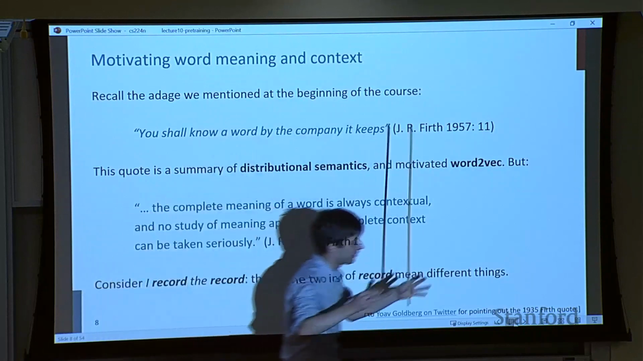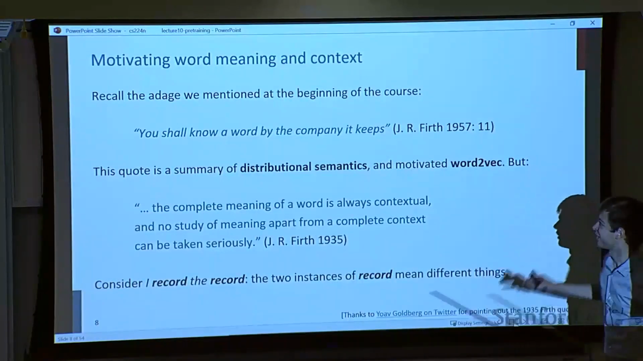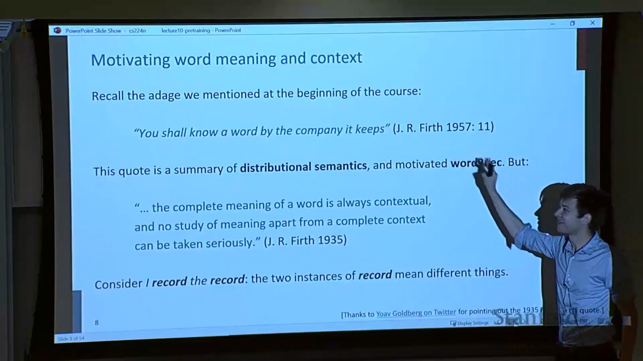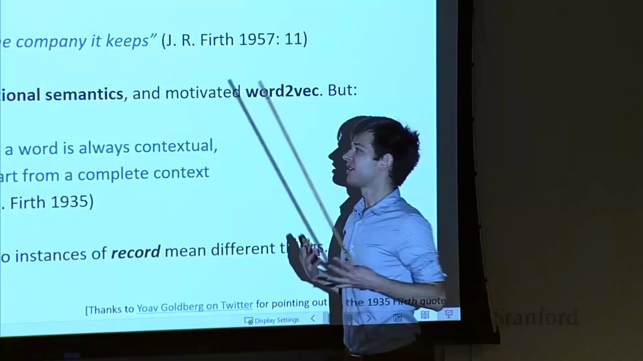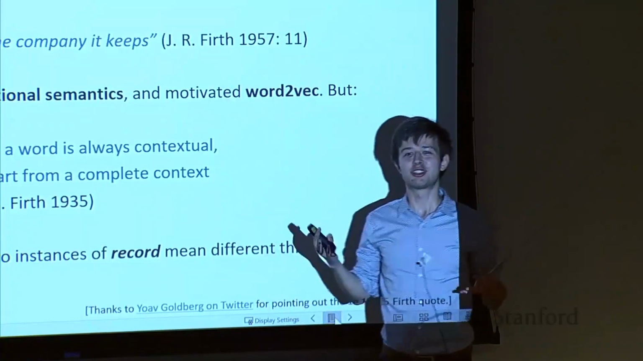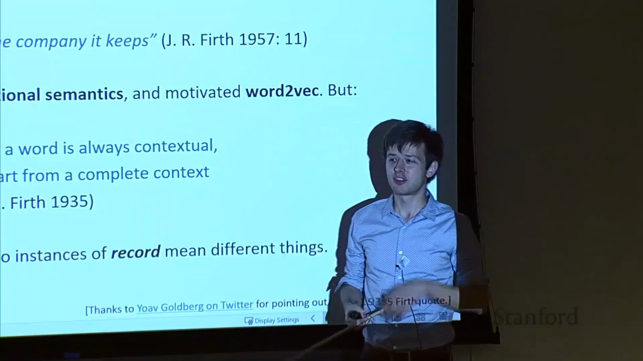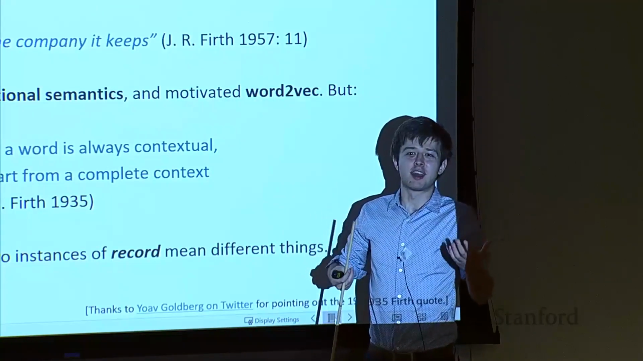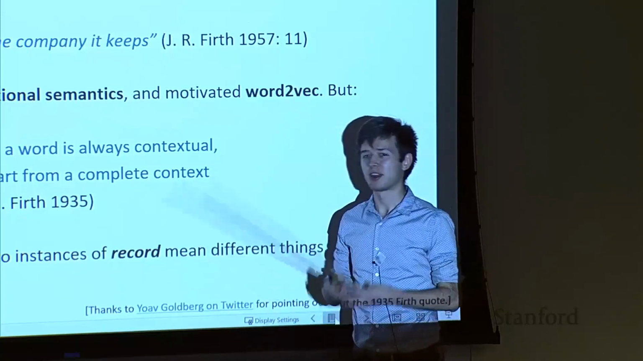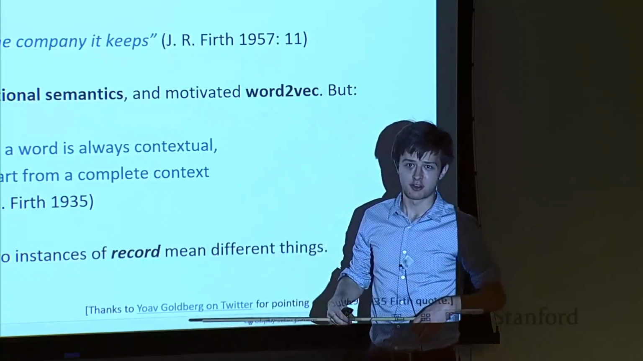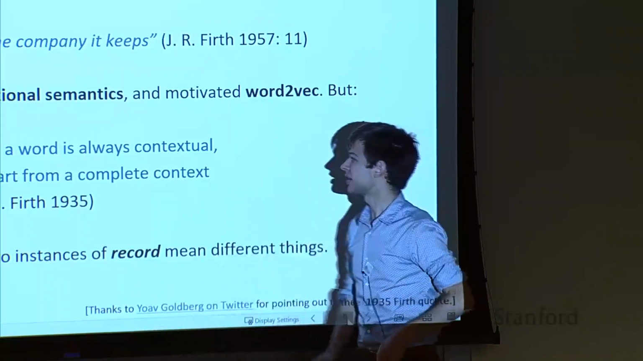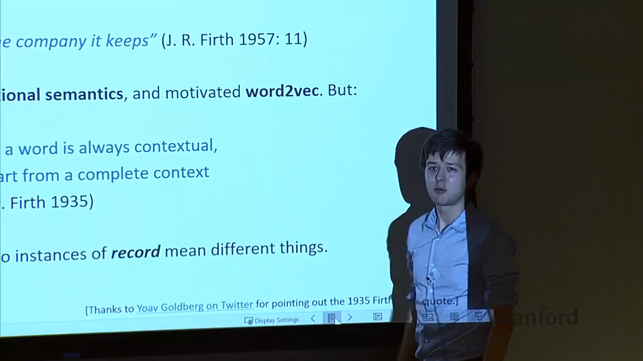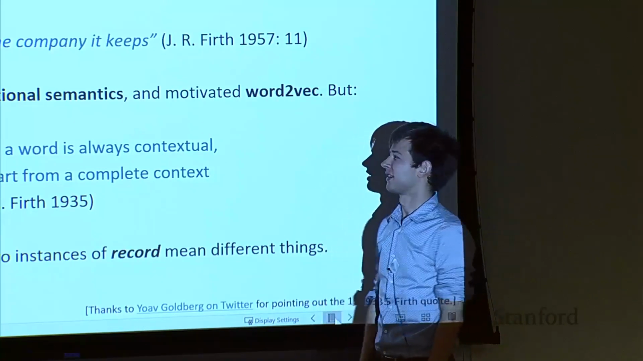So I love being able to go to this slide. We saw this quote at the beginning of the class: "You shall know a word by the company it keeps." And this was one of the things that we used to summarize distributional semantics, this idea that word2vec was well motivated in some way because the meaning of a word can be thought of as being derived from the co-occurrence statistics of words that occur around it. And that was just fascinatingly effective, I think.